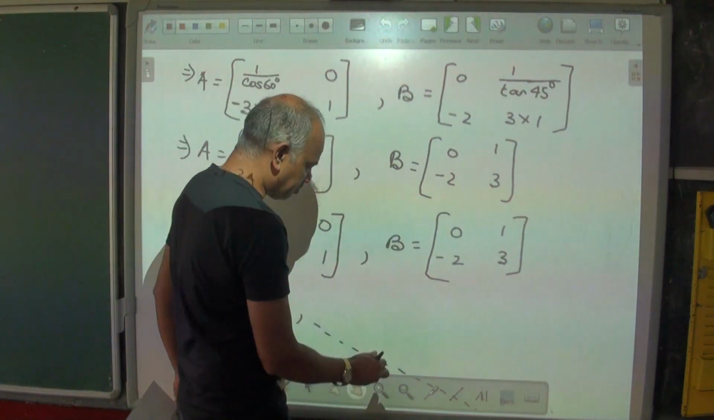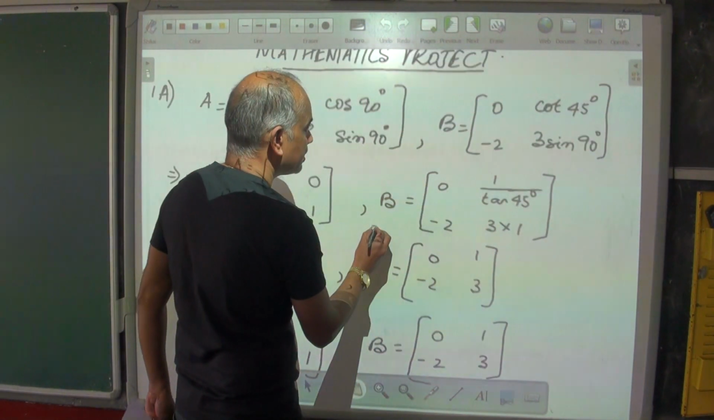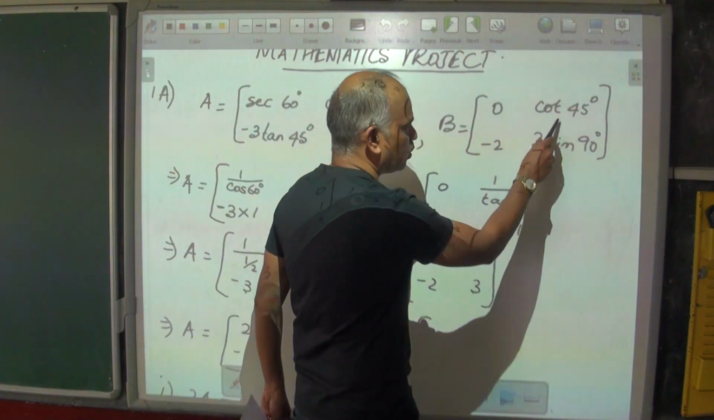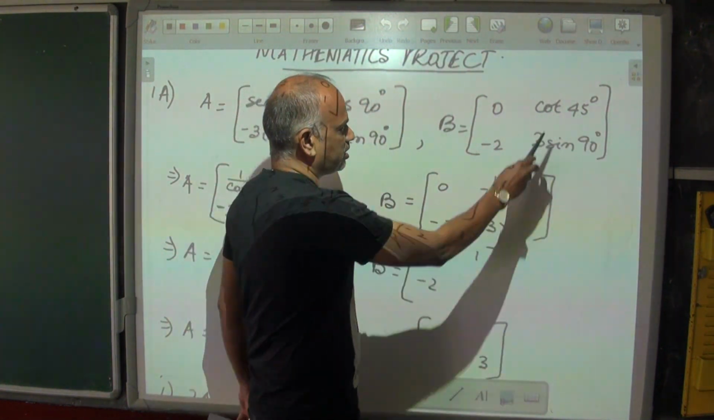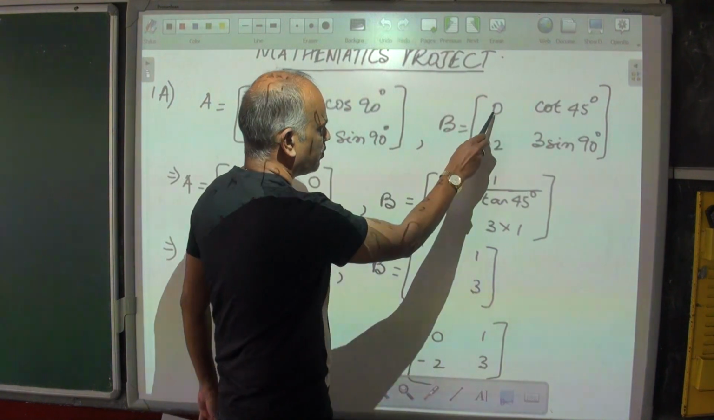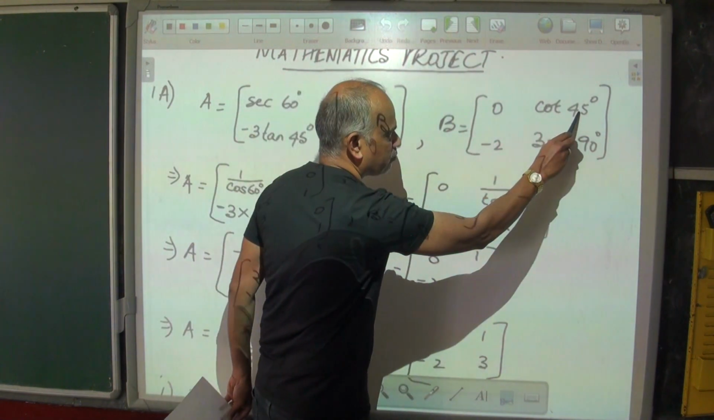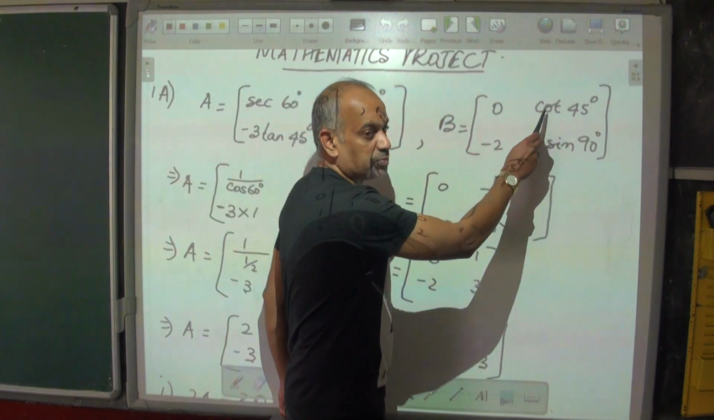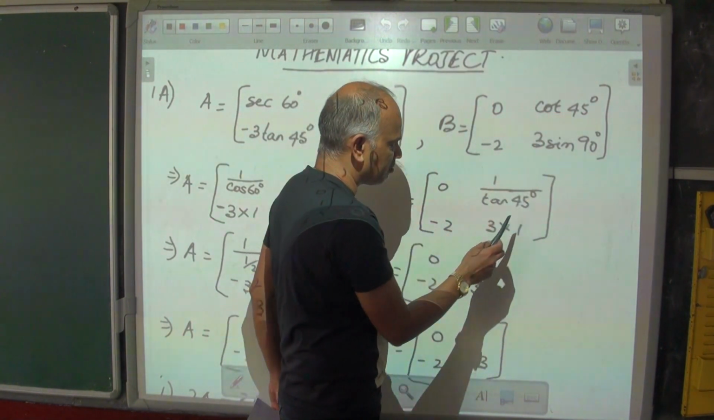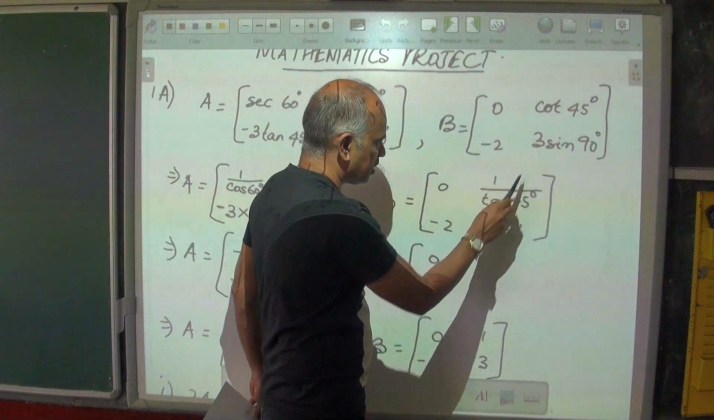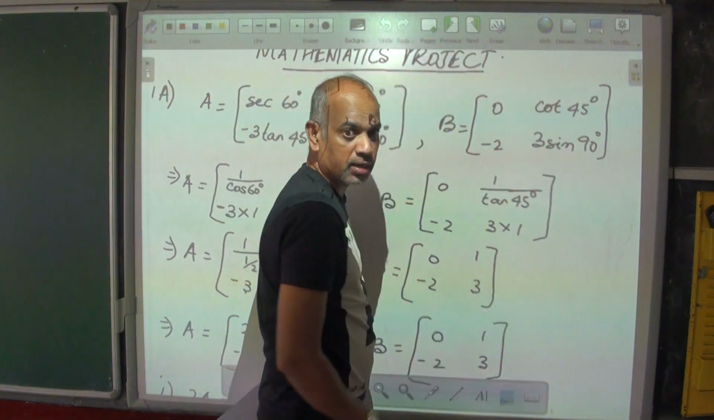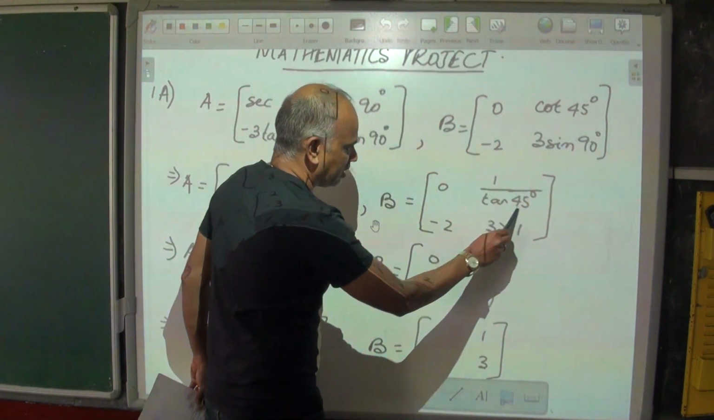And about matrix B. Again, you will find 2 trigonometric ratios. You have to change them. So B is the matrix. First element is 0. Cot 45 is there. Cot is the reciprocal of tan. So 1 by tan 45. Minus 2 is here. 3 into sin 90's value is 1. Okay. You have to find this.